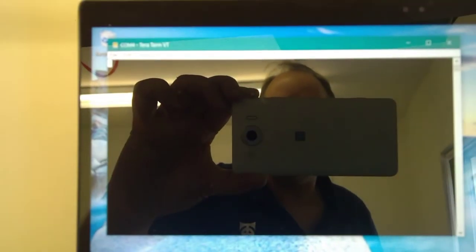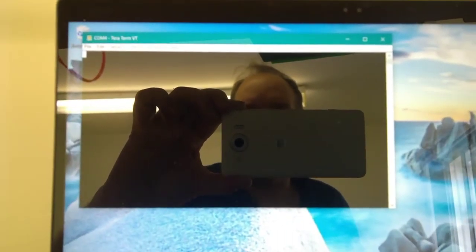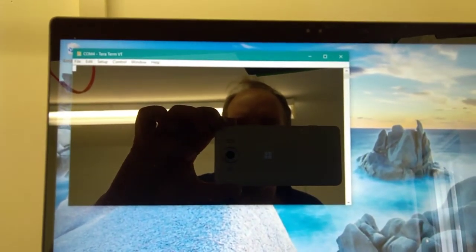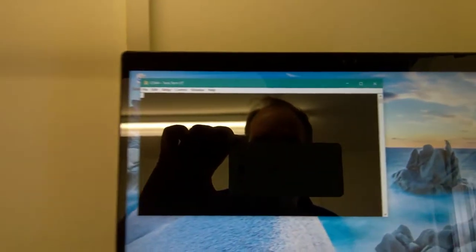Characters, but they do not appear on the PC. And I've done a little bit of debugging, and there isn't any serial characters transmitted out of the serial port.